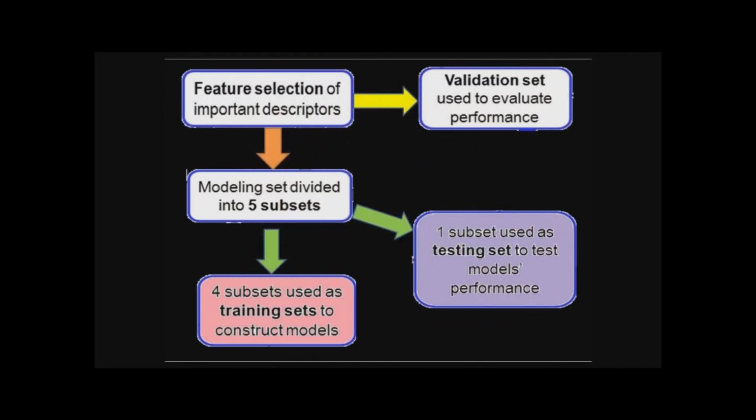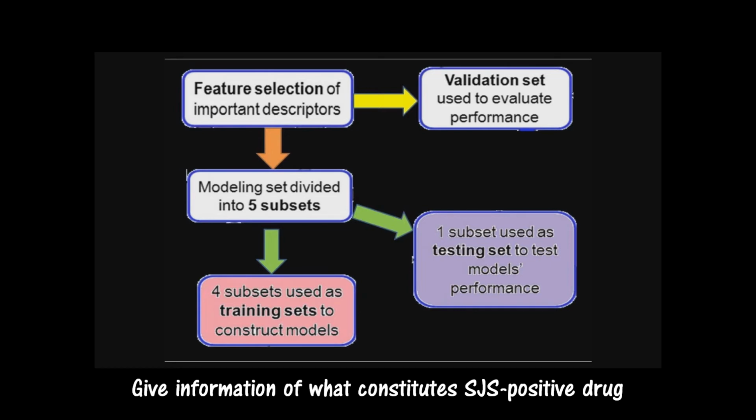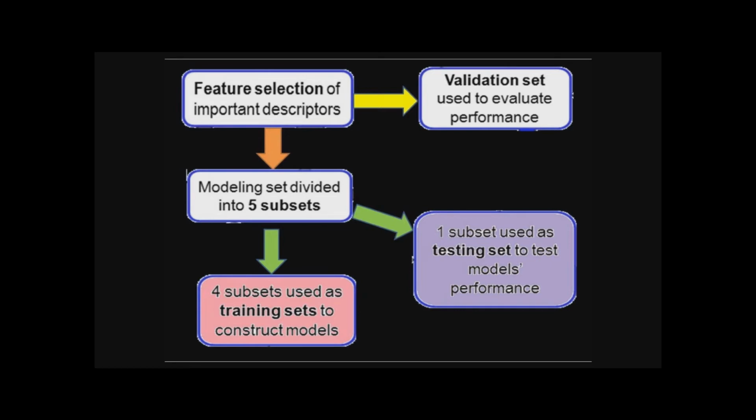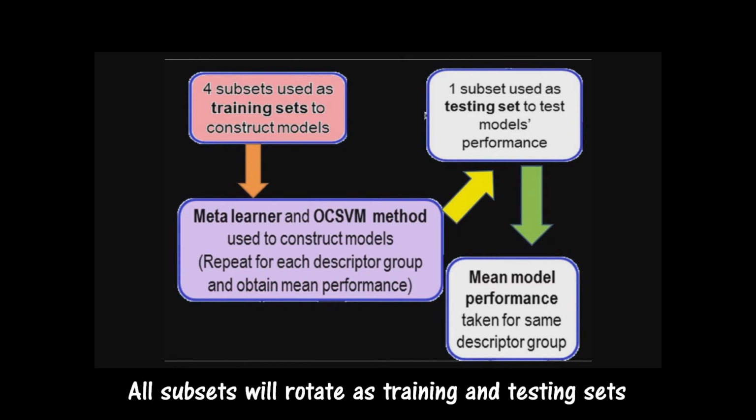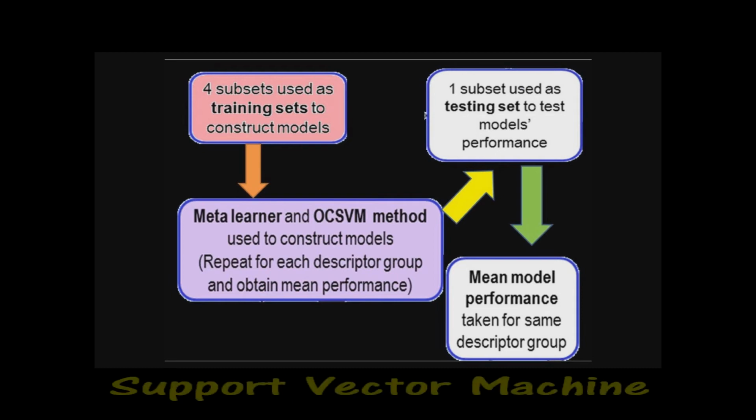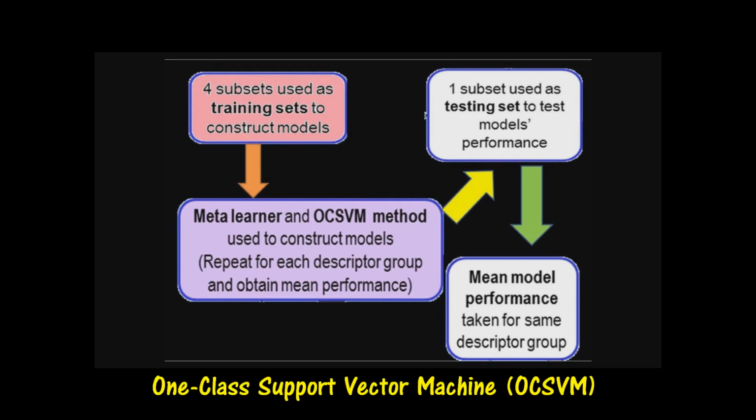After that, we further split the modeling set into 5 subsets, 4 of which will be used as training sets, providing the model with information of what properties contribute to an SJS positive drug, while the remaining set will be used as testing set to evaluate the performance of the model after each round. All subsets will rotate in their roles as testing and training sets to reduce experimental error, and this process is called One-Class Support Vector Machine, OCSVM.